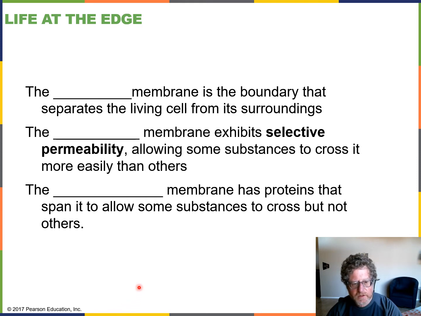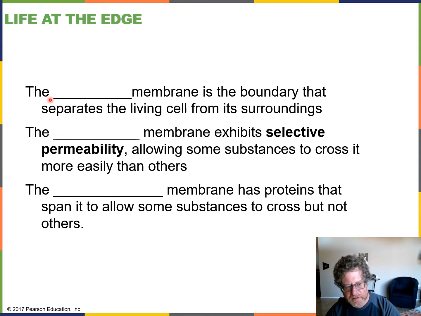This chapter focuses on the plasma membrane, which is the boundary that separates a living cell from the surroundings. This plasma membrane exhibits selective permeability, allowing some substances to cross it more easily than others. And this plasma membrane has proteins that span it to allow some substances to cross it, but not others.